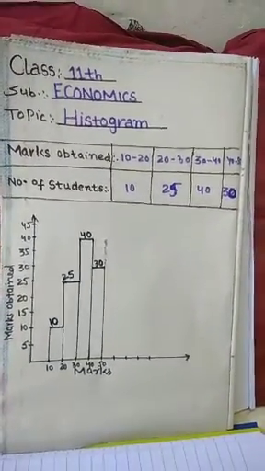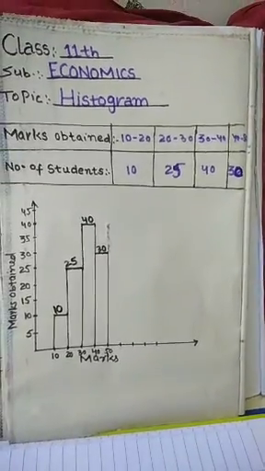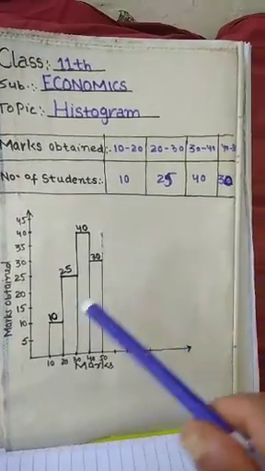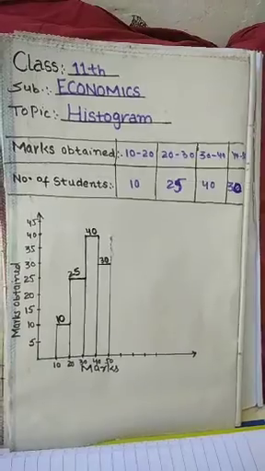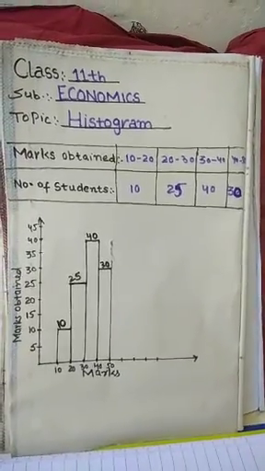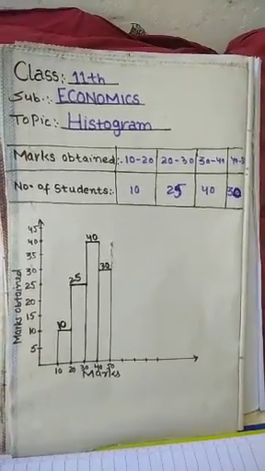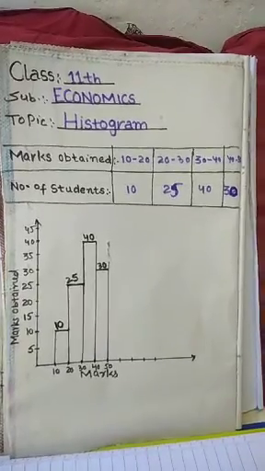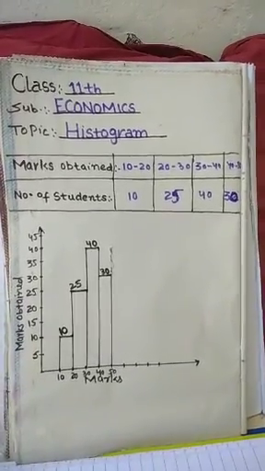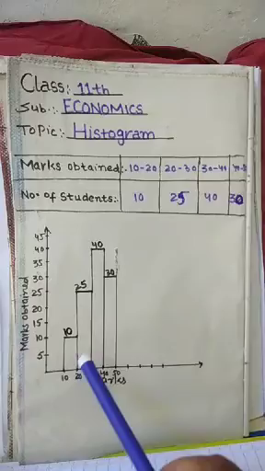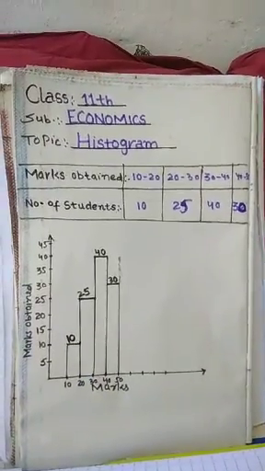Otherwise, histogram and bar graph are alike. The main difference between them is that in histogram we usually represent data which is in continuous series, that is which is in intervals, and there is no gap between two consecutive bars.